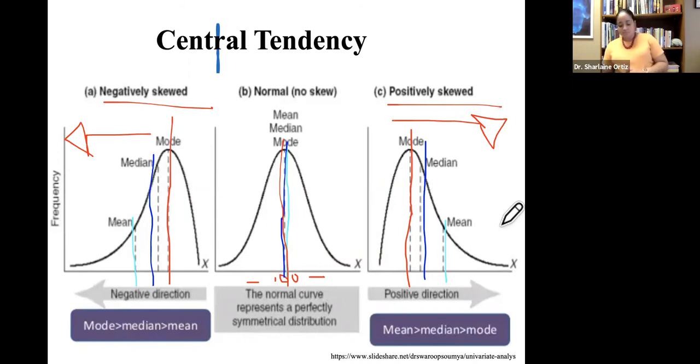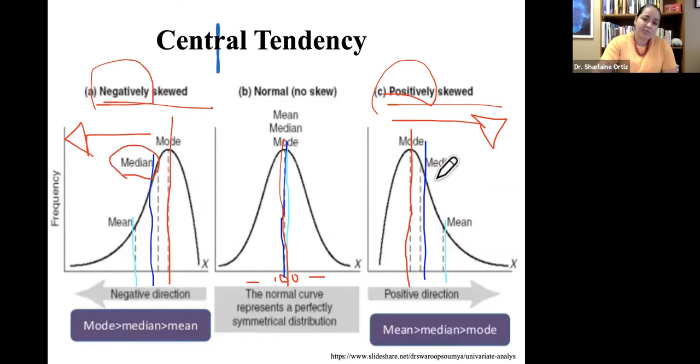Now, generally, when we're trying to find a better representation for a positively skewed or negatively skewed distribution, the median tends to be a better representation than the mean, because we're trying to avoid those outliers, those numbers that fall way above or way under our distribution of data.